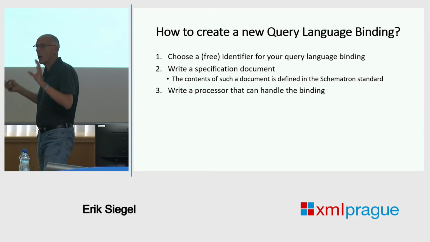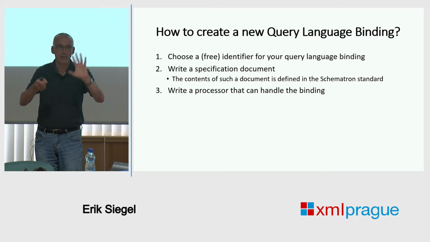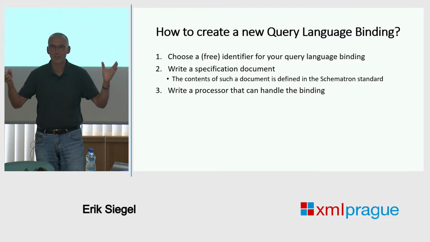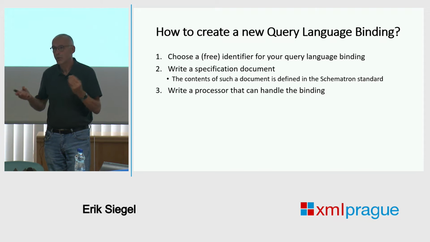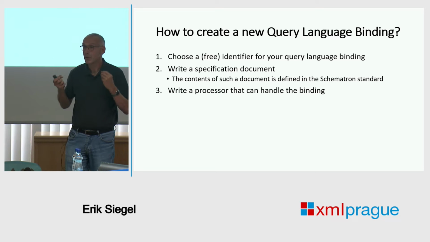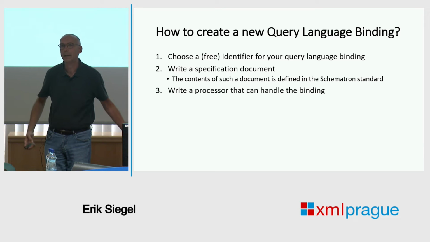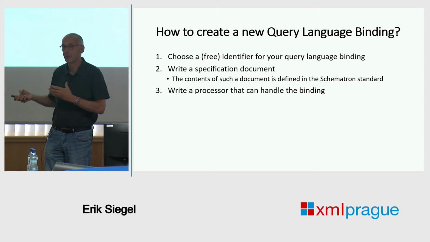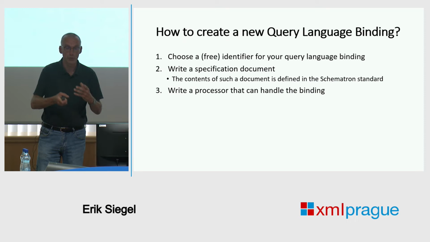So let's assume for a moment you're a JavaScript, Python, COBOL, Zork, whatever language buff, and you want to write your expressions in a Schematron schema in this beautiful language you so like. What do you need to do officially? The first two steps are relatively easy. You need to define a name for your query binding, and you need to think of some kind of identifier. And after you've done that, you need to write a small specification document about what this query language binding actually is. And actually the Schematron standard defines for you what such a document should contain.